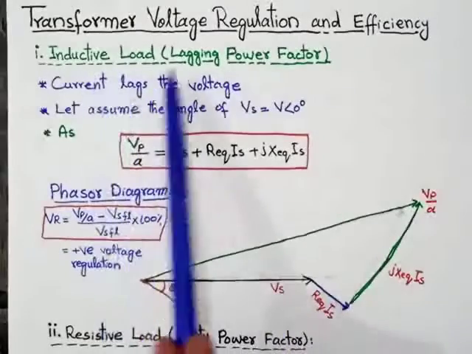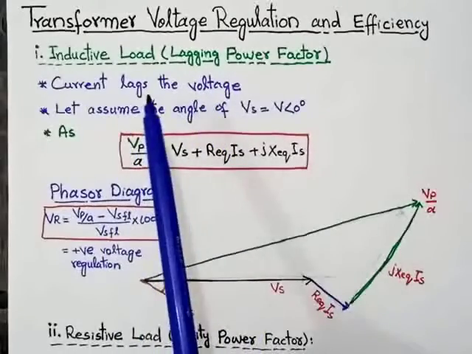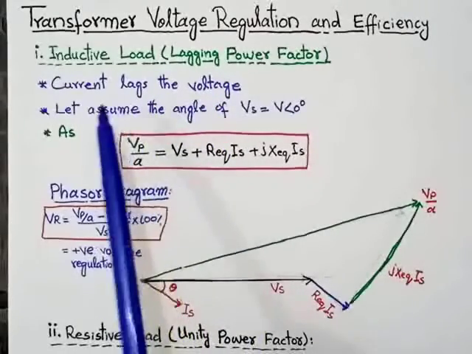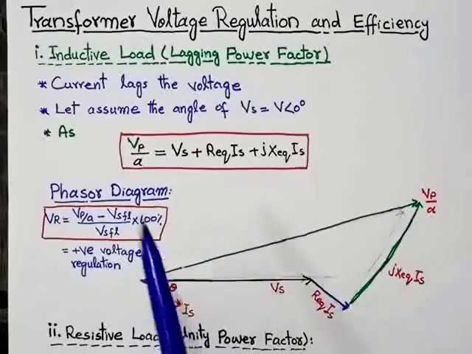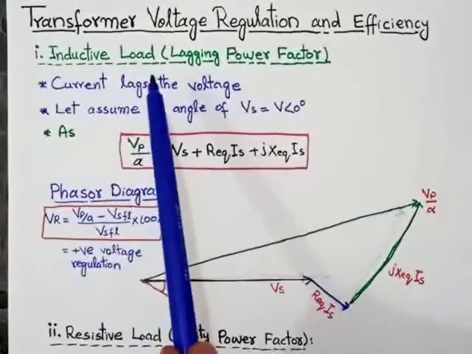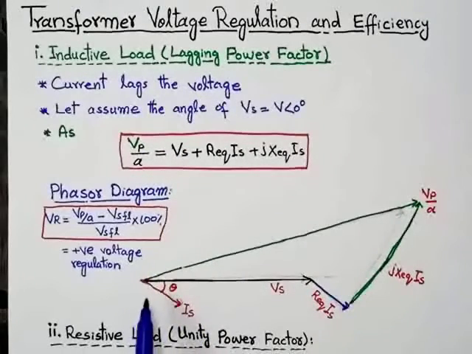In case of inductive load, as we have already discussed, current lags. It means the angle of the current will be negative. So that's why this is the angle of the current, that is the Is, because the angle of the current will be less than 0. As we have already discussed, in case of inductive load, current lags the voltage. So that's why the angle of the current will be negative. So this is the current Is.